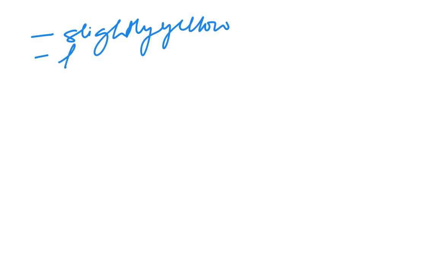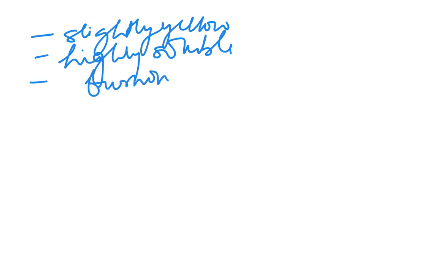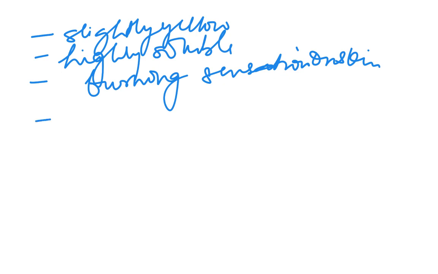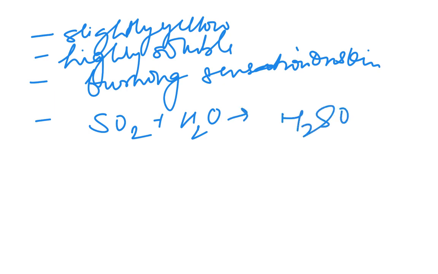SO2 properties: it is a slightly yellow gas, highly soluble in water. Then it causes a burning sensation on skin. It reacts with water and forms H2SO3, indicating that it is an acidic oxide. This is an acidic oxide.